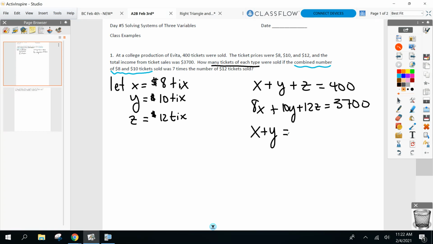Anybody guess what goes on the right here? Was 7 times the number of $12 tickets sold. What should be X plus Y equal to? 7. Colin's got this one in class. 7Z. There we go. There are my equations.